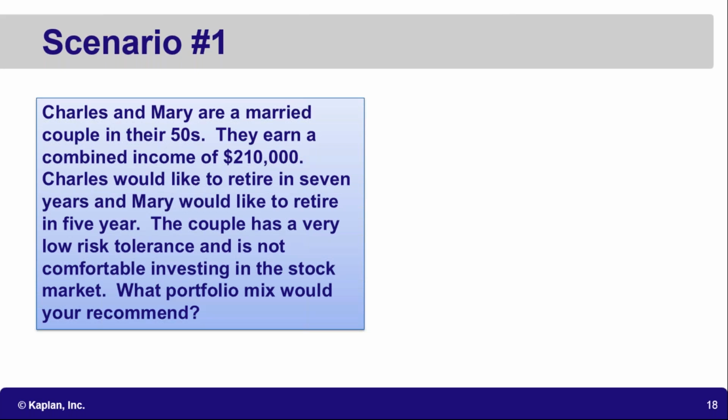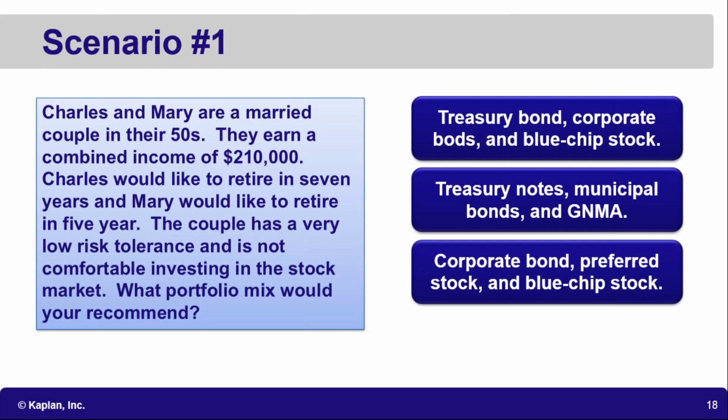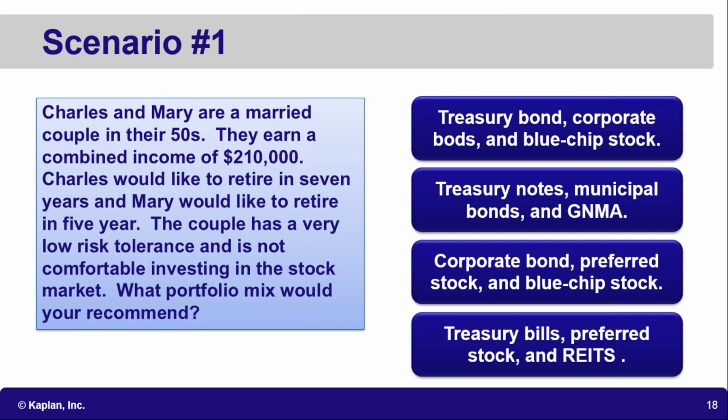The couple has very low risk tolerance. That means they don't want to have a lot of risk with their investments. They want it to stay very stable from one year to the next. They're not interested in investing in the stock market at all. So we need to look for choices here where we wouldn't have any of their money invested in the stock market. Now, our first answer says treasury bonds.